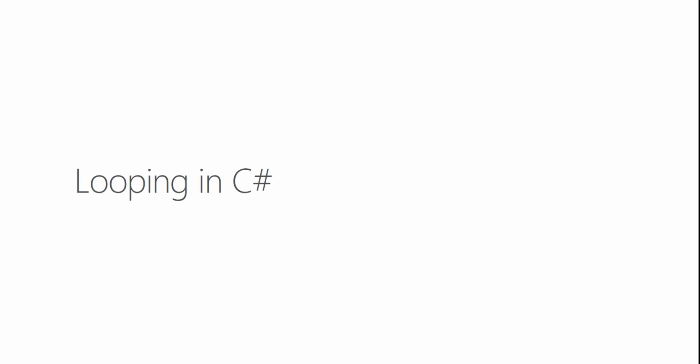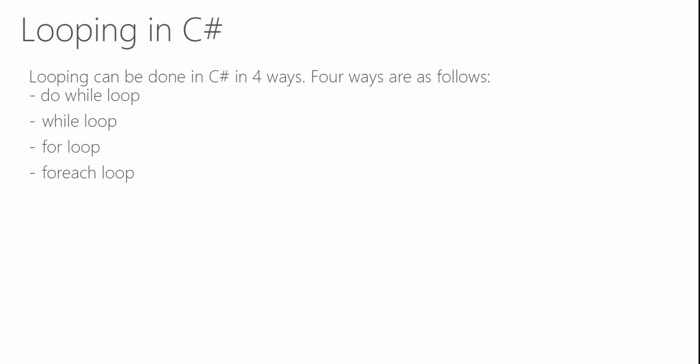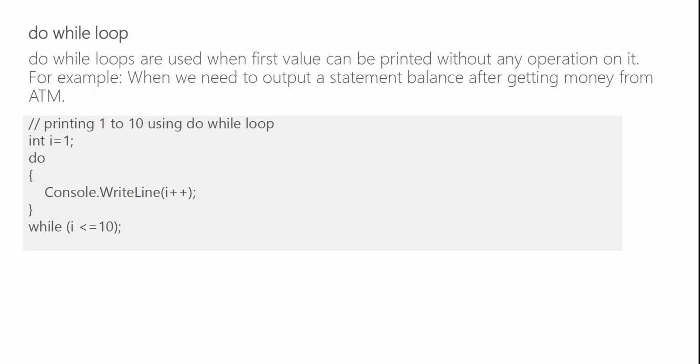Now we are going to talk about looping in C Sharp. Looping can be done in C Sharp in four ways. The four ways are: do while loop, second while loop, third for loop, and for each loop.